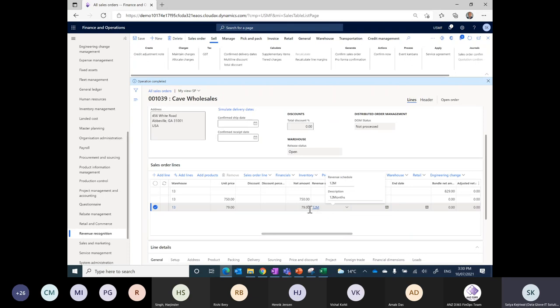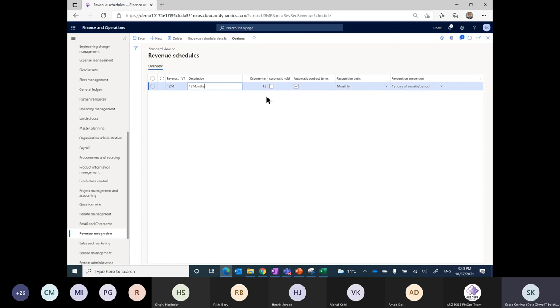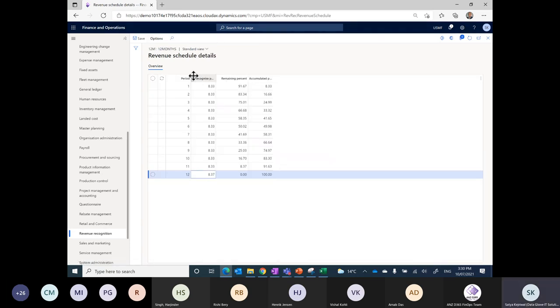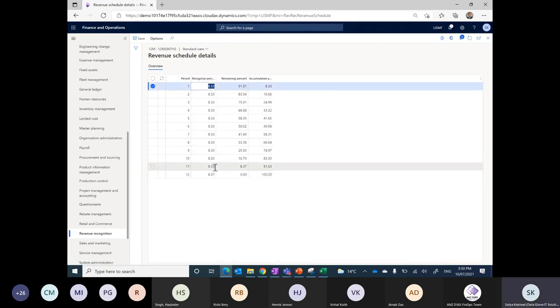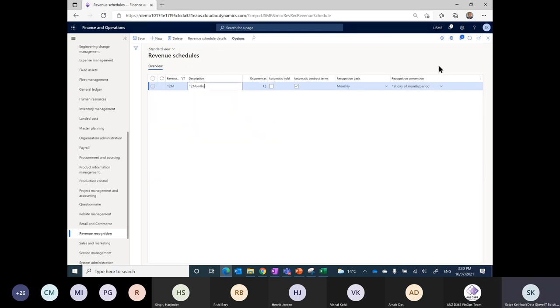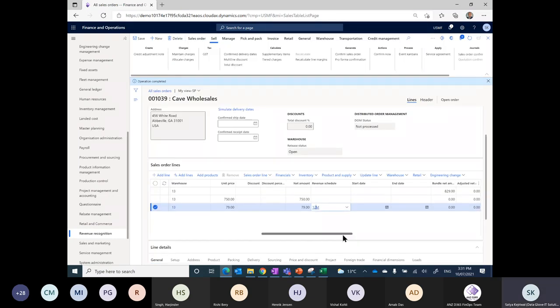So in this revenue schedule, I'm saying that this $79 should be amortized in the next 12 months. I need to recognize this in the next 12 months, right? So if I click here, that's how I define the revenue schedule. Like 8.33% per month, right? So you can define 2 years, 3 years, whatever you want. And there's also an option to define that I want to recognize on the very first day of the month, or I want to start from today and recognize every 10th of the month, right? So those options are there.